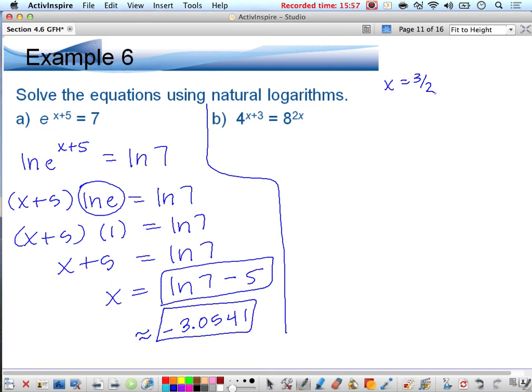Log or natural log? Common log? You guys want to do a common log? Okay. Take the common log of both sides. So we have the common log of 4 to the x plus 3 is equal to the common log of 8 to the 2x. Use the power property to bring your exponents down in front. So we have x plus 3 times the common log of 4 is equal to 2x times the common log of 8.